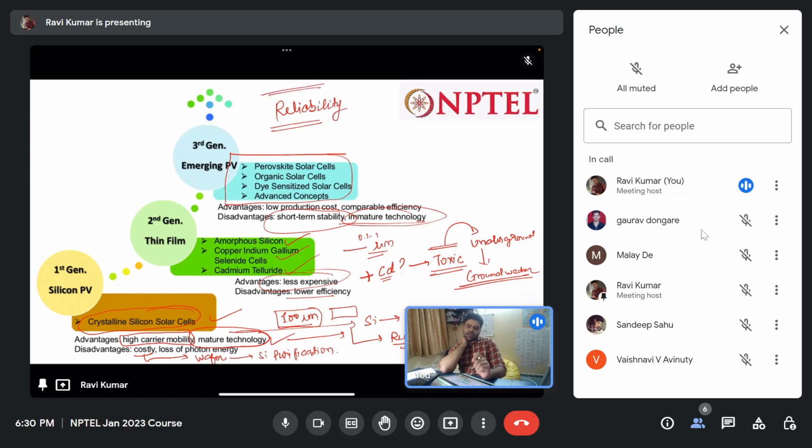Sometimes what happens, we have a mobile with good battery life, everything is good, but within 2 weeks it becomes dead. Then is it good or not? No, sir. So in that case, reliability is the most important thing. If we say they are mature technology, it means they are reliable. If we say they are immature technology, they are not reliable.